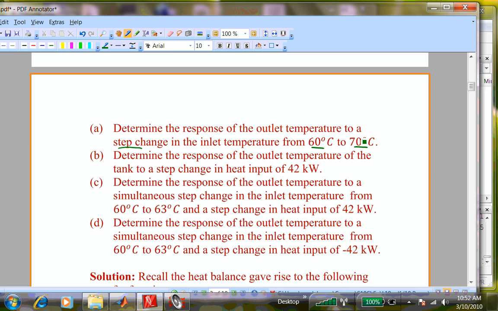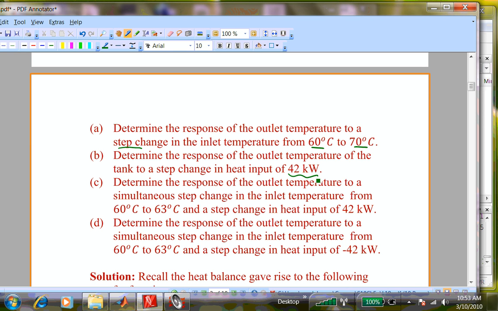And the next part is determine the response of the outlet temperature of the tank to a step change in heat input. This time the inlet is at 60 degrees still, but the heat is increased by 42 kilowatts. So whatever the previous value was, you increase it, because we are all talking in terms of deviation variables. A step change in heat input of 42 kilowatts.